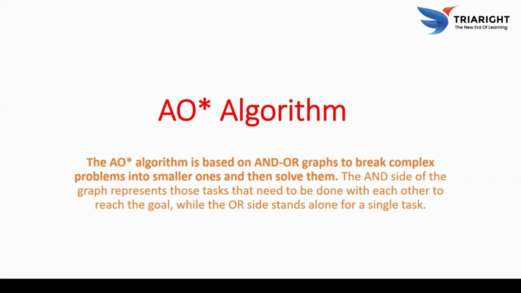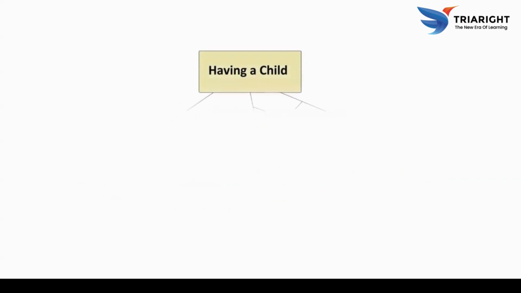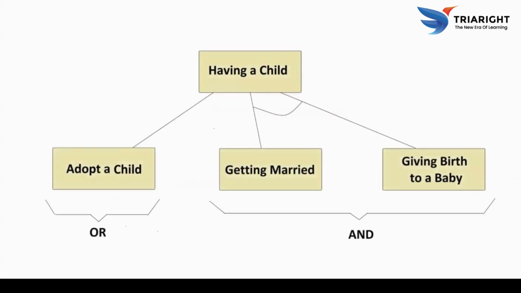So let's see one example. Having a child has an optional part: having a child or adopting a child. It has a parent and a child with an OR option. In the second part, having a child means getting married and giving birth to a baby. So here both conditions must be satisfied.